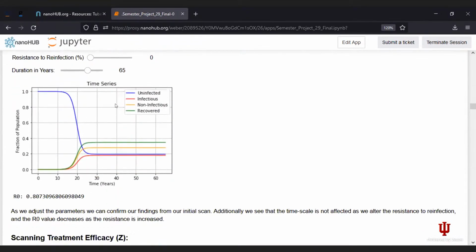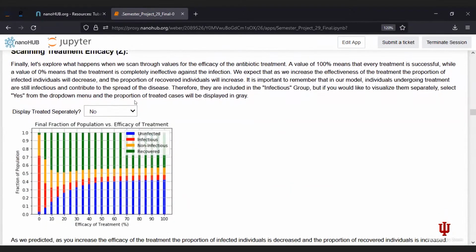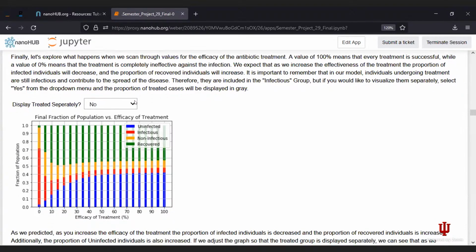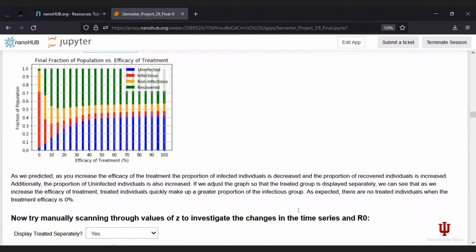You get to scan through the same. And treatment efficacy is shown. In this case, you're talking about an antibiotic treatment, and the values again range from 0% efficacy to maximum. You get to change to show the treated people separately. Does not change amounts themselves, but some of them are split up. So infectious now becomes partly treated.